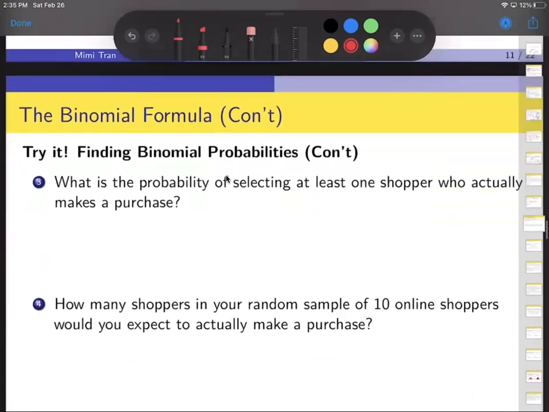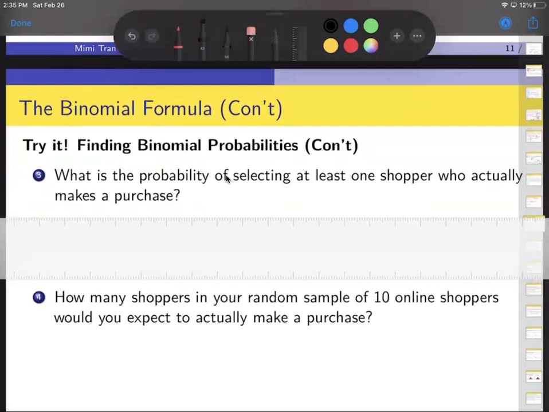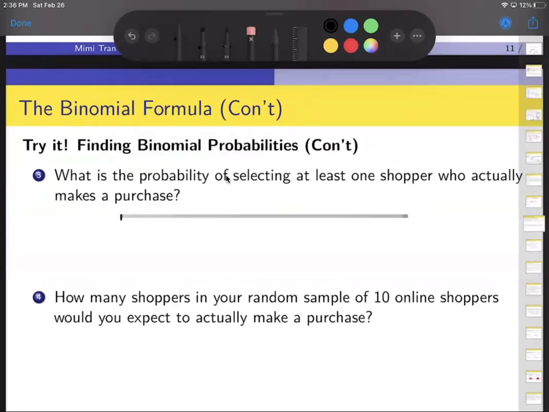What is the probability of selecting at least one shopper who actually makes a purchase? At least one. Again, let me draw it out. Remember, the binomial distribution is the count distribution. I'm going to represent each probability of making a purchase with a stick, from 0 to 10, always starting at 0: 0 people making a purchase, 1, 2, 3, 4, 5, 6, 7, 8, 9, 10.